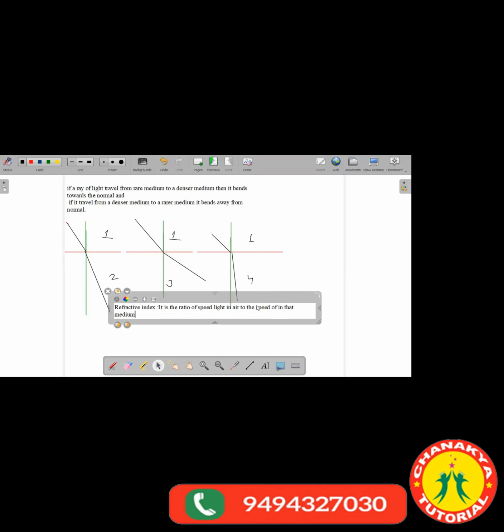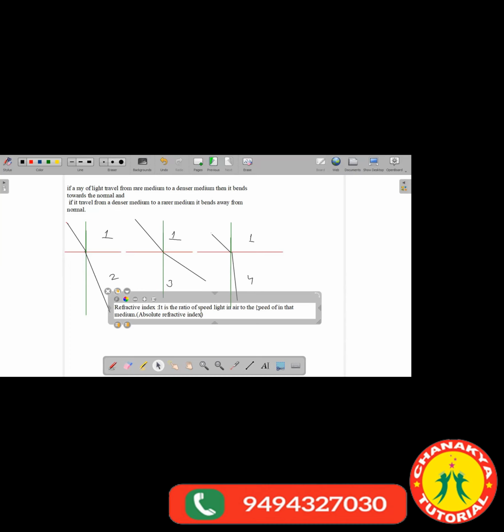In that medium. So this we also call the absolute refractive index. When we fix medium 1 to be air, we call this refractive index the absolute refractive index. Whenever we talk of absolute refractive index, the first medium is air. Okay. So how do we write this?